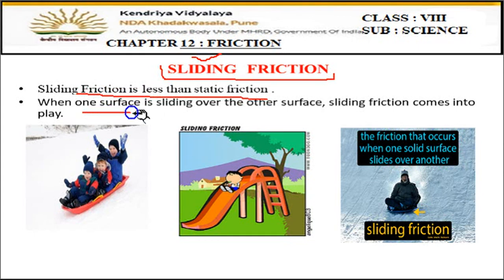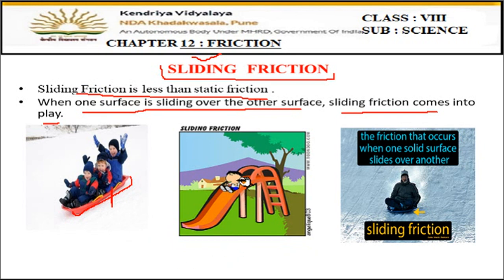Now when one surface is sliding over the other surface, the sliding friction comes into play. Suppose you can see here that some of the children are sliding on the ice, right? So this device in which they are sitting, and the ice, they are in contact with each other. So this device is just sliding over the ice. So when one surface is sliding over the other surface, then the friction which is in between these two surfaces is called the sliding friction.